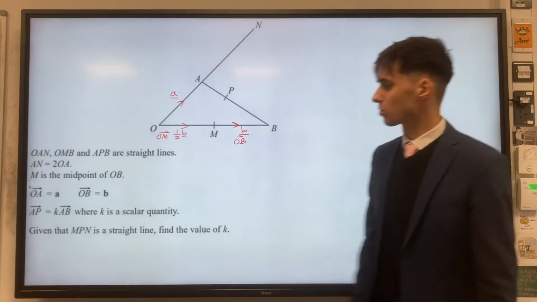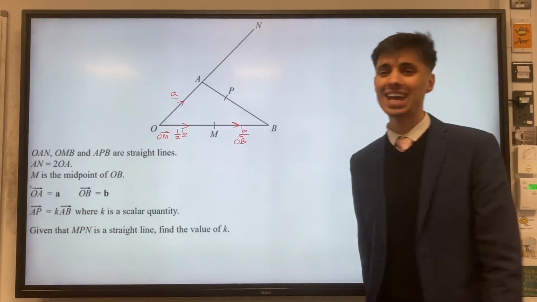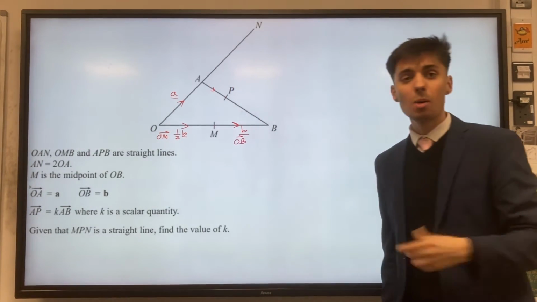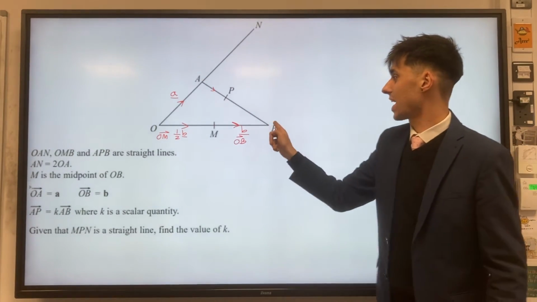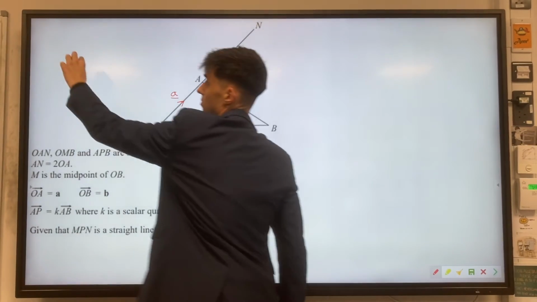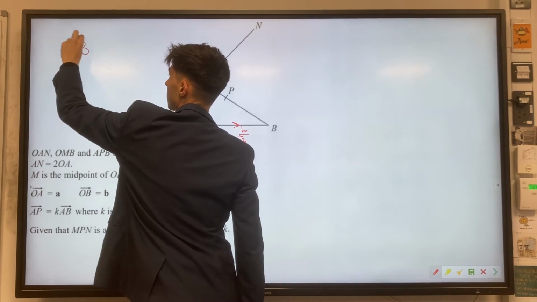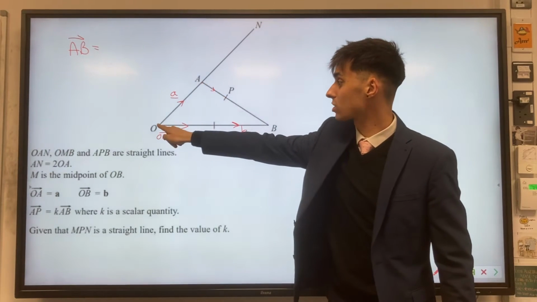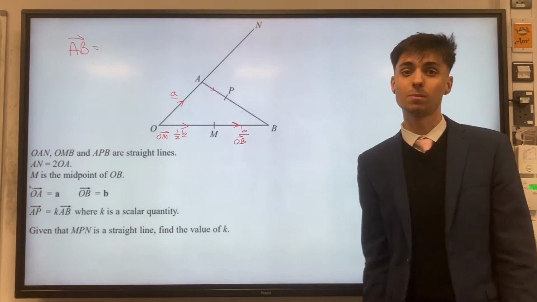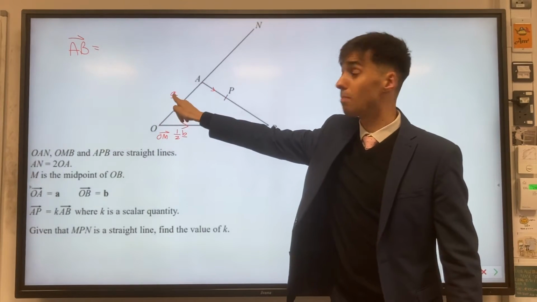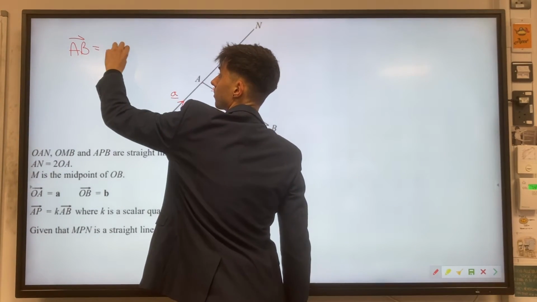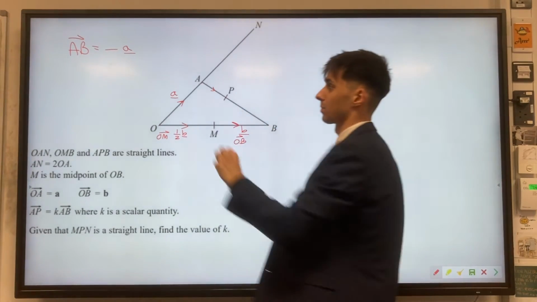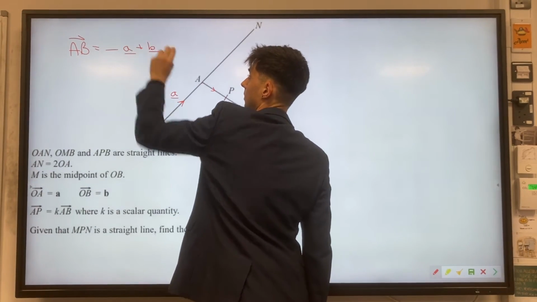So our next step then is we've got A to P is K A to B. So that's this small vector in here. But actually we don't know at the moment vector AB, so let's work that out first. So vector AB, or to go from A to B, you're going to have to go from A back to O, and then from O to B. So A back to O is minus A in the opposite direction. And then from O to B is just vector B, isn't it? So minus A plus B.